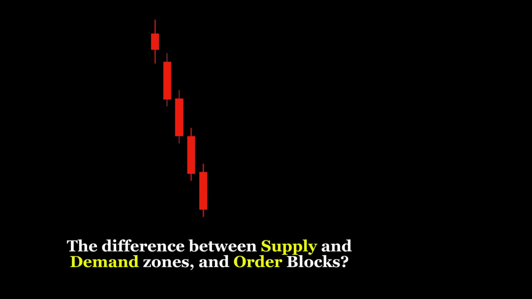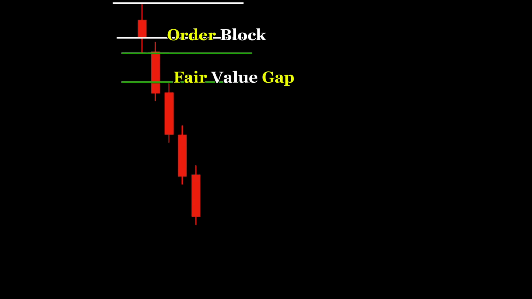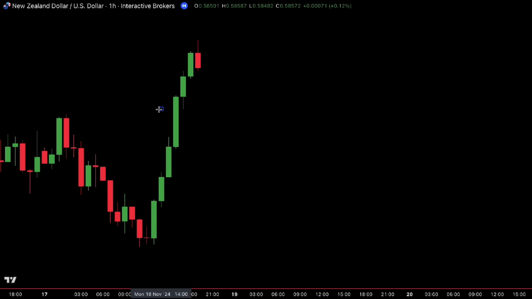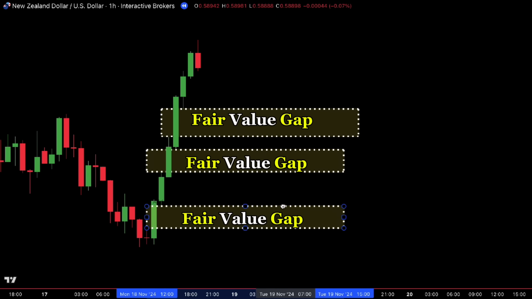Alright, now let's break down the difference between supply and demand zones and order blocks. As we said earlier, a valid order block always contains a fair value gap, and it must be unmitigated. That fair value gap is the footprint of aggressive institutional activity, and the unmitigated nature means the orders inside it are still fresh. Here's an example. Take a look at this zone. Strong move, clear fair value gap, and price hasn't touched it since it formed. This is a textbook order block.